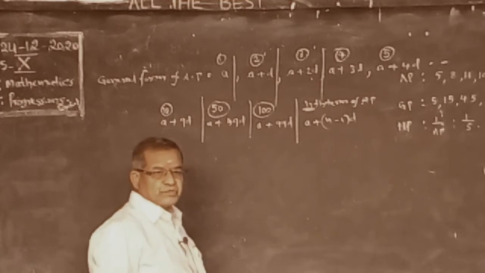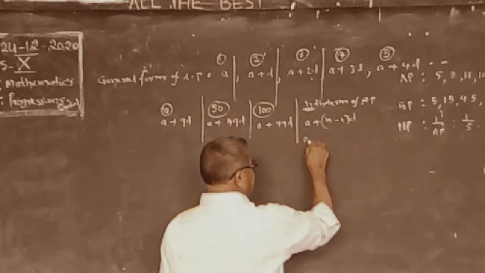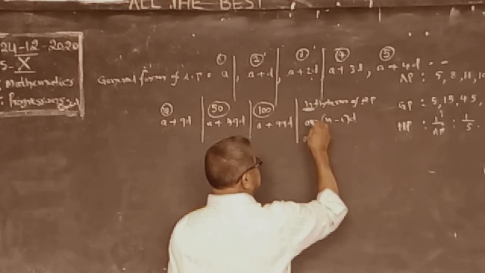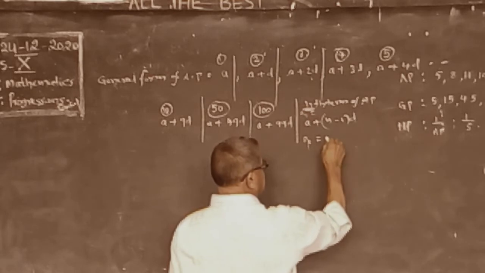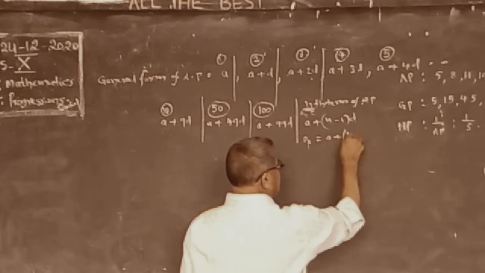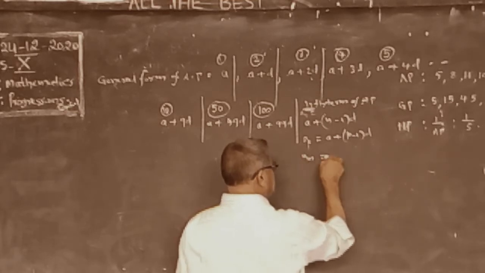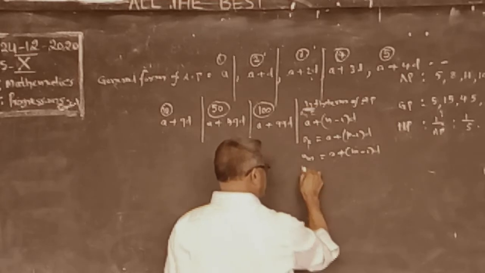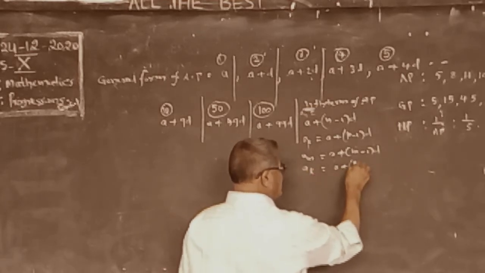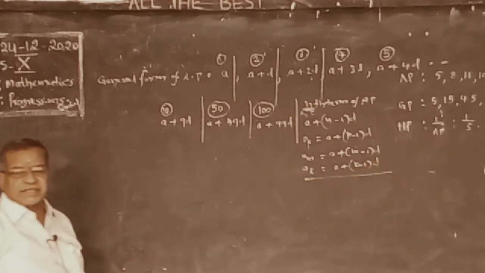The pth term is written as a p. a p is equal to a plus p minus 1 times d, like that. And the mth term, a plus m minus 1 times d. Kth term, a plus k minus 1 times d. Like this we have to find the required term.